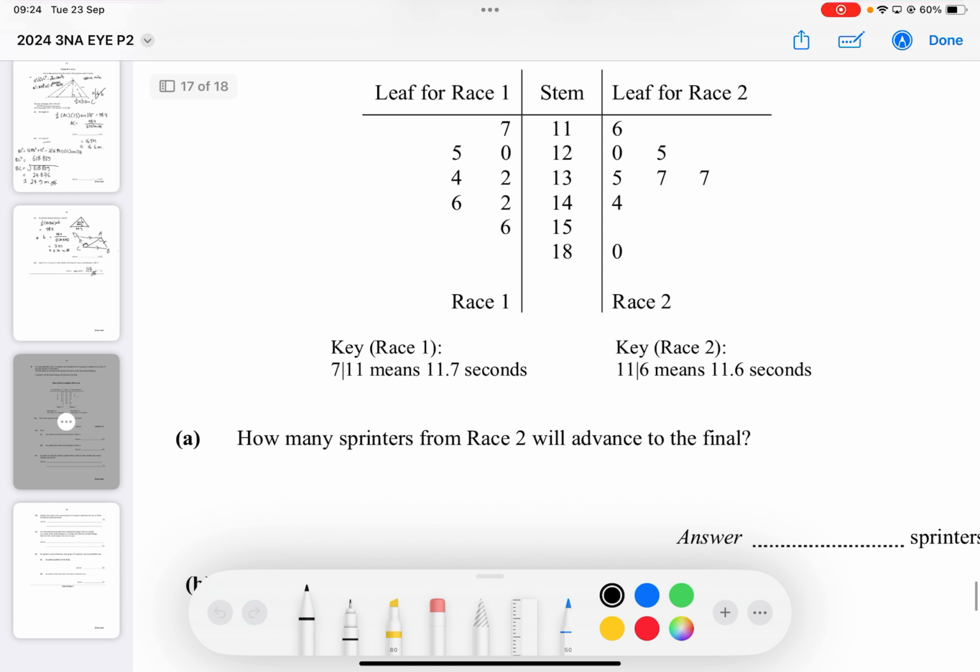Then how many sprinters are from race 2? From race 2, only 1, 2, 3. Okay? 3 of them. Can you see or not? 1, the fastest. Then 13.2, 13.4. 1, 2, 3, 4, 5, 6, 7, 8. So from race 2, only these 3 advance to the final.